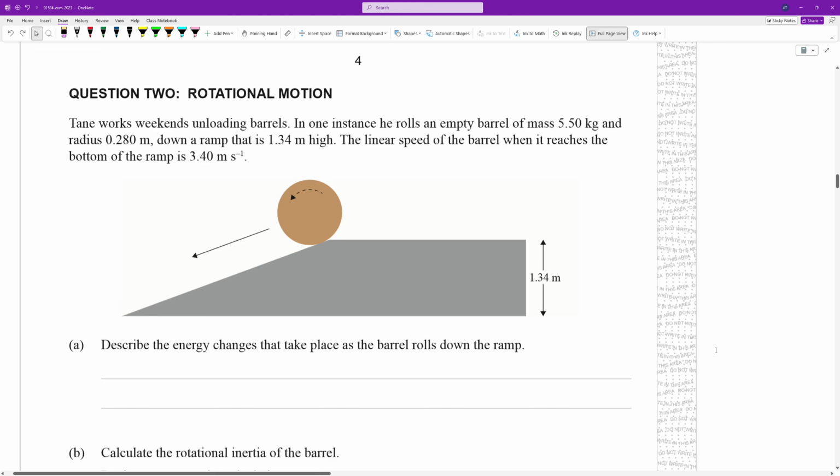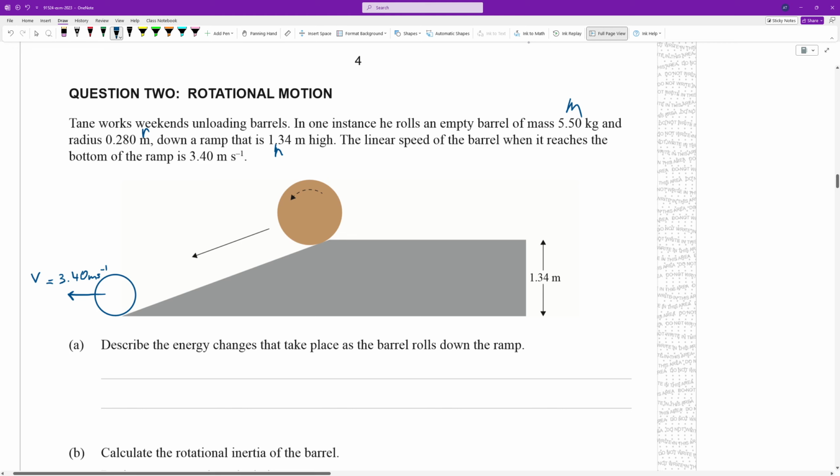So Tane works weekends unloading barrels. Excellent. In one instance, he rolls an empty barrel with some mass and some radius r down a ramp at some initial height, 1.34 meters. The linear speed, v, when it reaches the bottom is 3.4 meters per second.